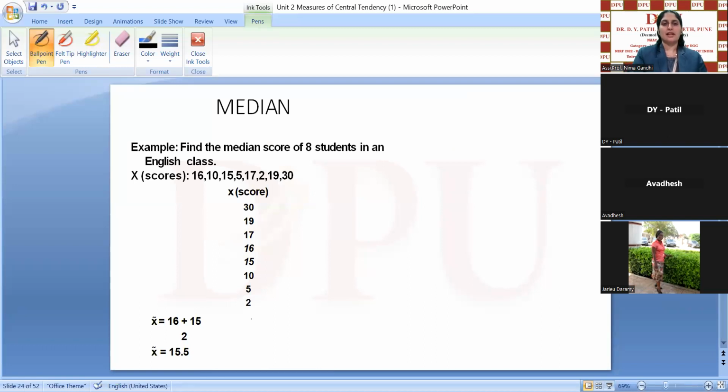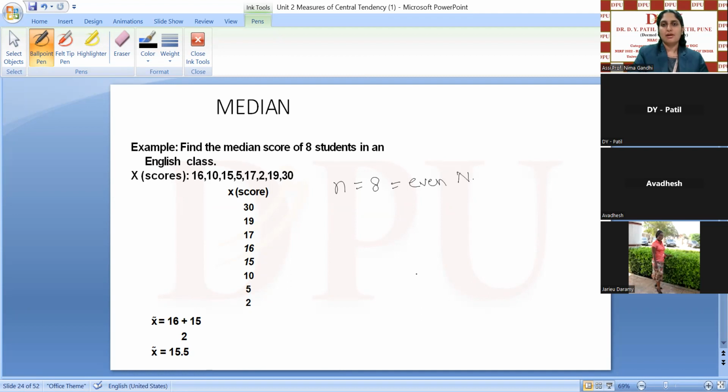Now, this is a second example. Here, again, you are finding the median. So first, see how many observations you have. 1, 2, 3, 4, 5, 6, 7, 8. So you have 8 observations, right? So your small n is 8 here. Small n is 8. So you have even number of observations, right?